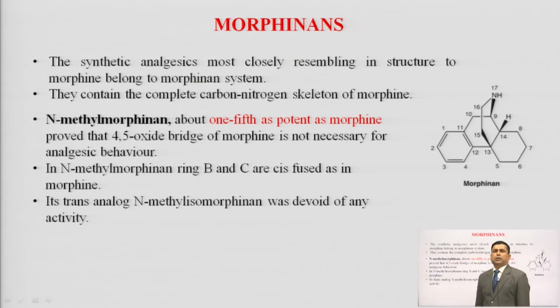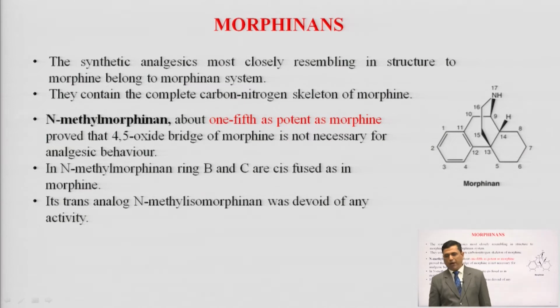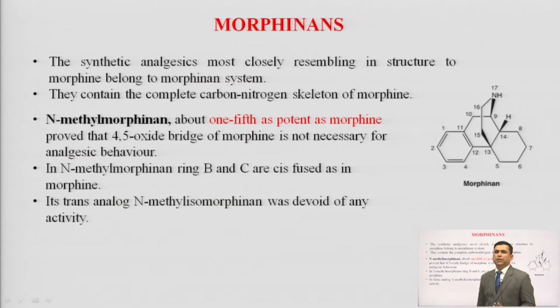Next category of this narcotic analgesics is the morphinan. Previously we have already discussed morphine and the structure activity relationship of morphine, and here there is one difference: we have no epoxy linkage between 4 and 5, and there is no hydroxyl group present at the 6th position. This is morphinan.